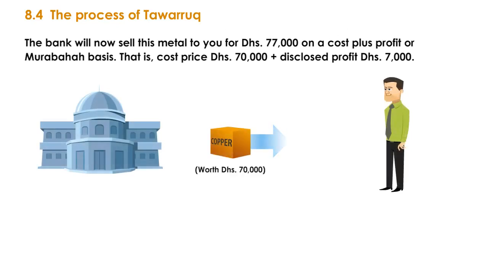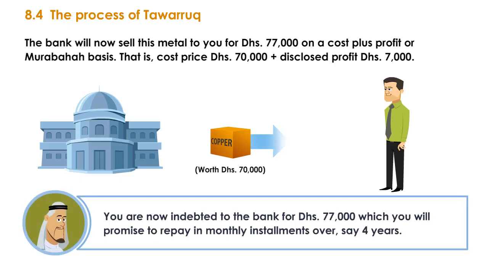The bank will now sell this metal to you for 77,000 dirhams on a cost plus profit or murabaha basis. That is, cost price 70,000 dirhams plus disclosed profit of 7,000 dirhams. You are now indebted to the bank for 77,000 dirhams, which you will promise to repay in monthly installments over, say, 4 years.